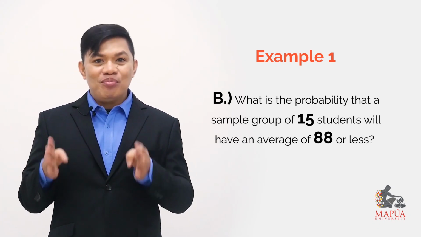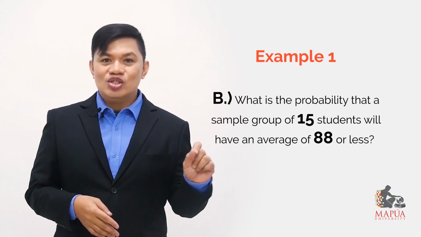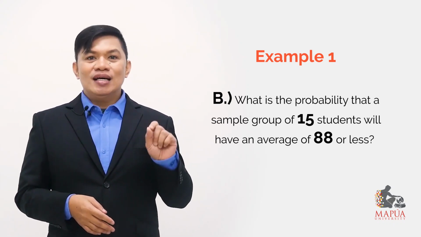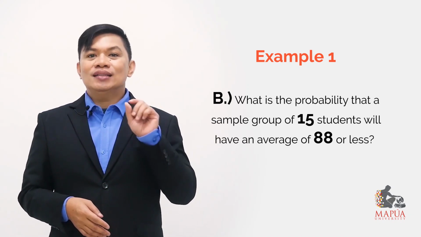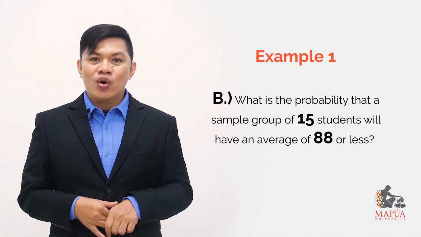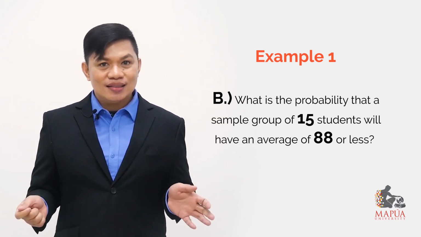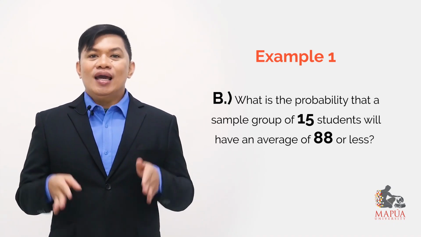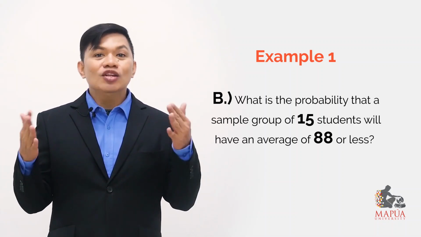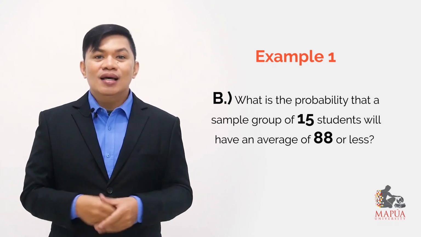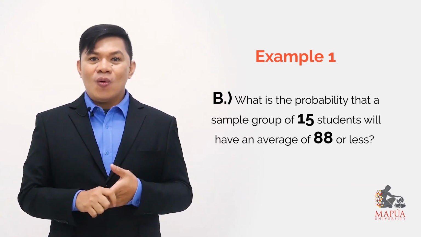They involve the same numbers, but the first question pertains to a single student, with the probability that she or he will obtain a score of 88 or less. The second question asks about the probability that a sample of 15 randomly selected from the class will have an average score of 88 or less. These two questions will be answered differently according to the parameters and statistics involved.